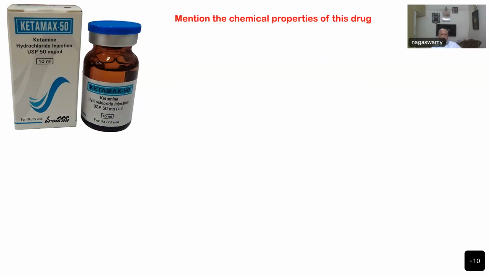Mention the chemical properties of this drug. What group of drug, what class of drug does it belong to? Phencyclidine derivative, sir. Phencyclidine derivative. Any other subdivision of phencyclidine? Phencyclidine is a large group. Does it come under any other subclass of phencyclidine? It is a cyclohexanone derivative of phencyclidine. Okay, it's a cyclohexanone derivative of phencyclidine.